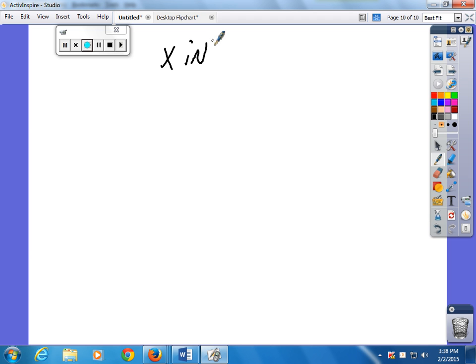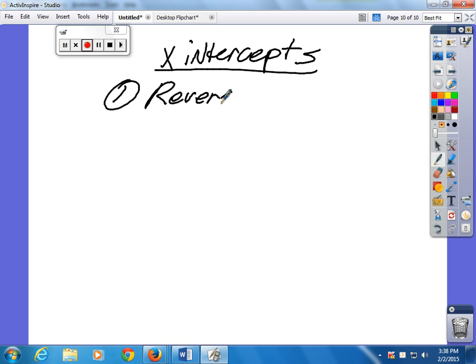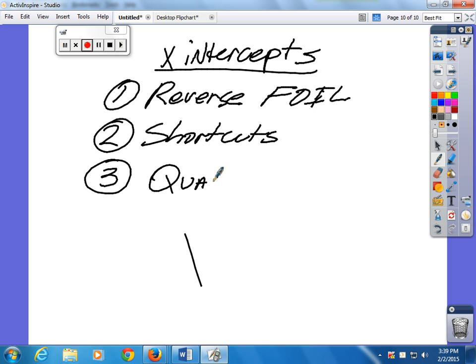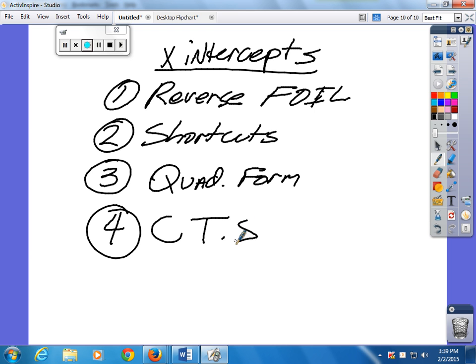To get your x-intercepts, there's several ways to find the x-intercepts of a function. One is to use the reverse FOIL and set equal to what? Zero. Because your y is always zero for your x-intercepts. You know that. So you're always going to set it equal to zero. Two, your shortcuts. Remember factoring using the shortcuts? Three, the quadratic formula, which we just said is pretty much worthless because it makes you depend on the calculator. And then there is completing the square.